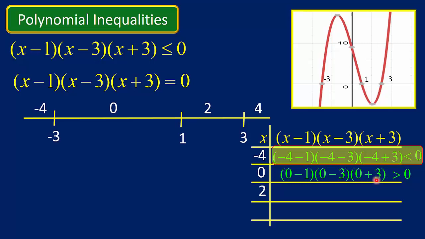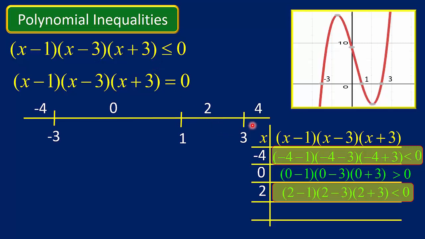Now, if I put in the 2, I get 2 minus 1, 2 minus 3, 2 plus 3. Okay? Now look at this. This is positive times negative times positive. That's one negative. That gives you something less than 0. So that's part of the solution. We were looking for what will make this less than 0.